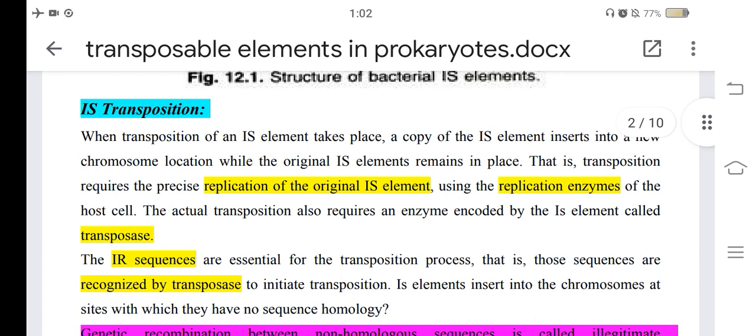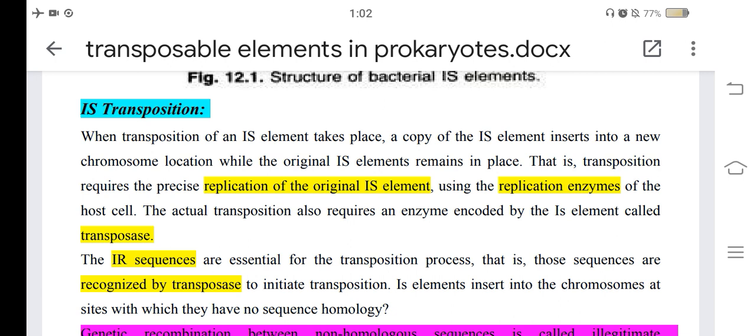Then, IS transposition. When transposition of an IS element takes place, a copy of the IS element inserts into a new chromosome location while the original IS element remains in place. That is, transposition requires the precise replication of the original IS element using the replication enzymes of the host cell. The actual transposition also requires an enzyme encoded by the IS element called transposase.